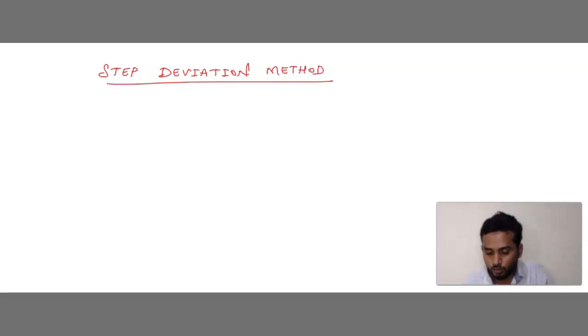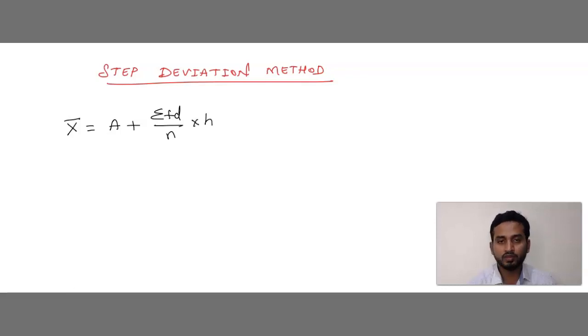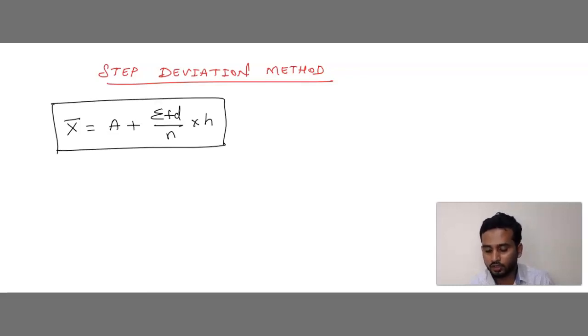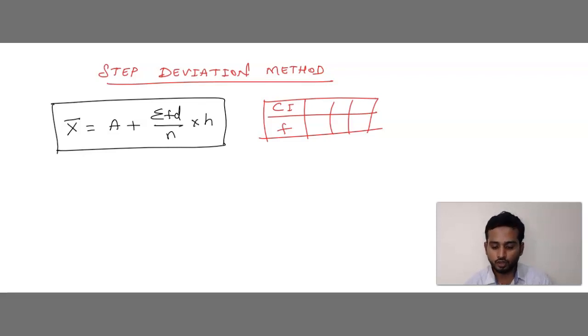Okay. To solve by using the step deviation method, same procedure. First write the formula, that is x bar equals a plus sigma fd by n into h. Sometimes we write i, sometimes we write c. But as per your textbook it has given h, so let me continue with h itself. In the question they will give the class interval and the frequency values. This is what your question looks like.